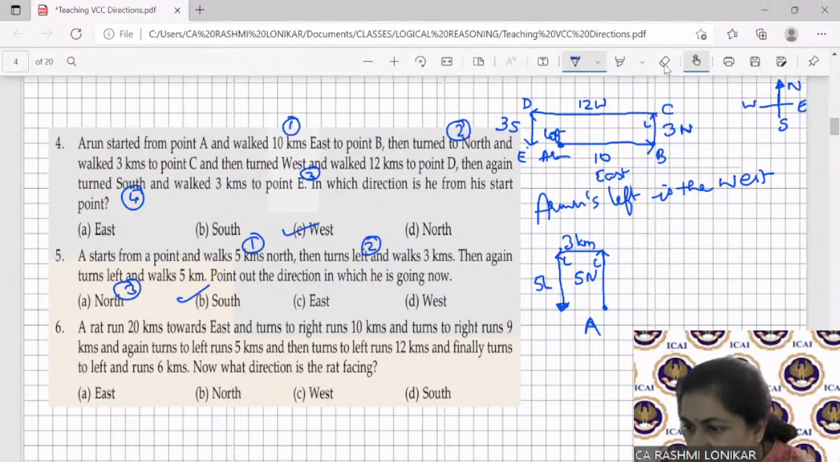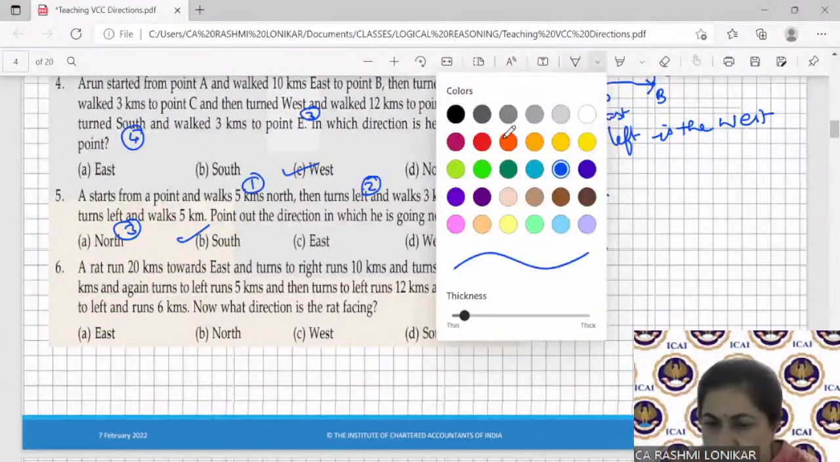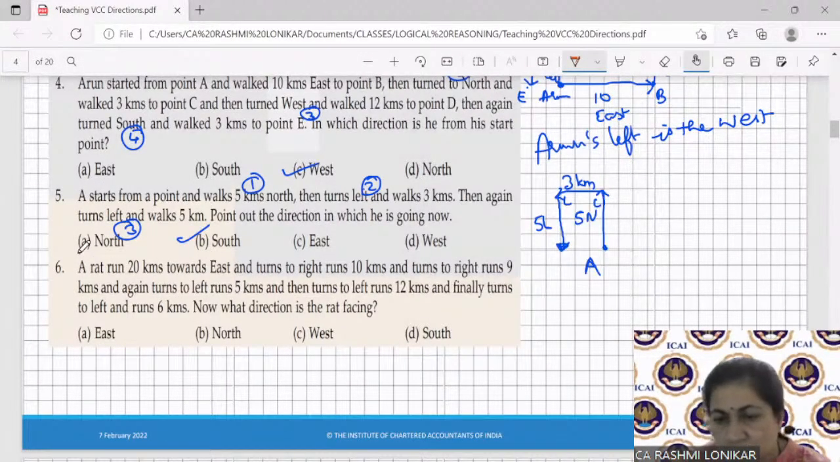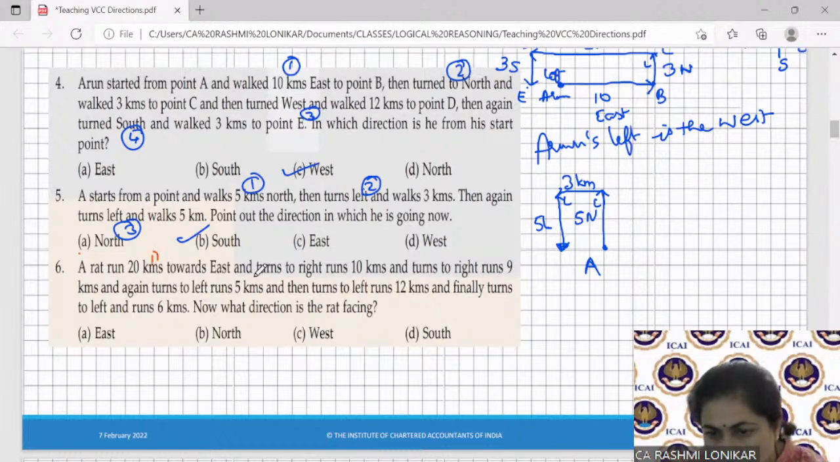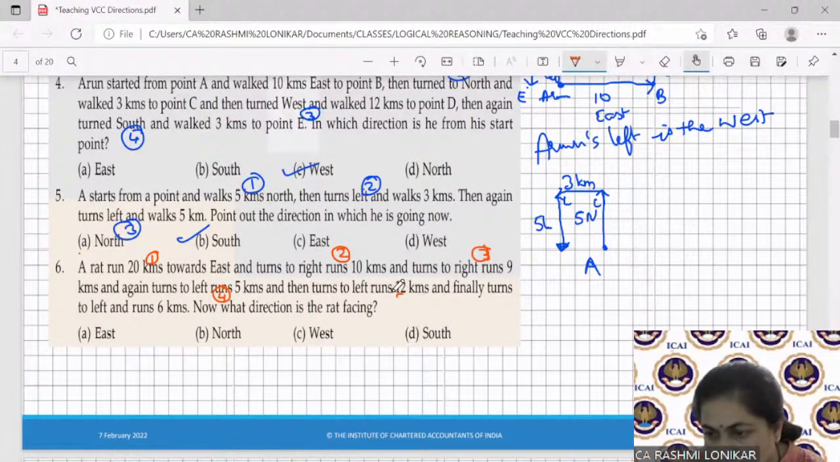Now let us take the next sum. What does the next sum say? A rat ran 20 kilometers towards east. This is first. And turns to the right and runs 10 kilometers, second point. Turns to right, runs 9 kilometers, point 3. Again turns to the left, runs 5 kilometers, fourth. Then turns left, runs 12 kilometers, 5. Finally turns to the left and runs 6 kilometers, 6.